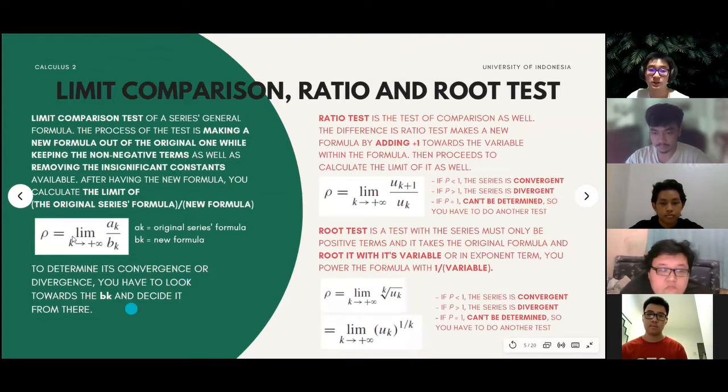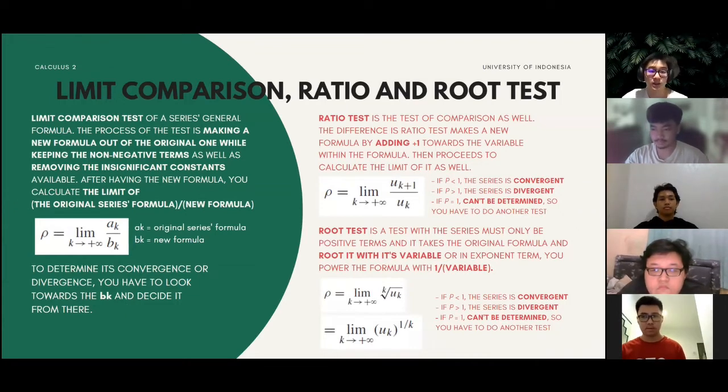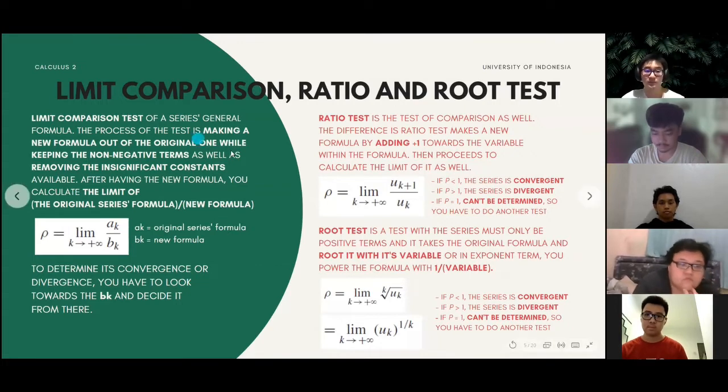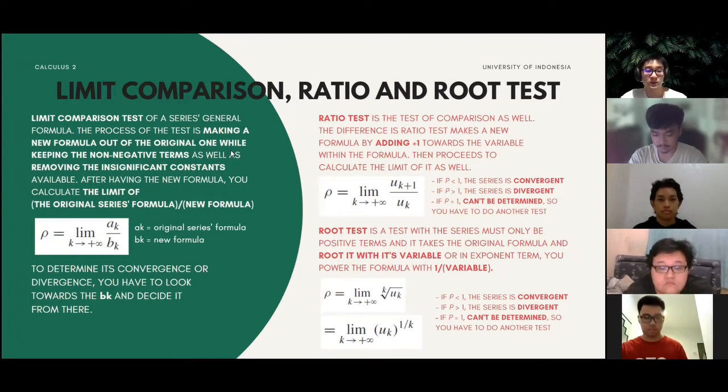Limit comparison test. Limit comparison test is a test that uses the original formula and takes out a new formula, which doesn't contain any non-negative terms, as well as removing any insignificant constants. The new formula is calculated as the limit of the original series formula over the new formula. To determine its convergence or divergence, you have to look towards the bk, which is the new formula, and decide it from there.